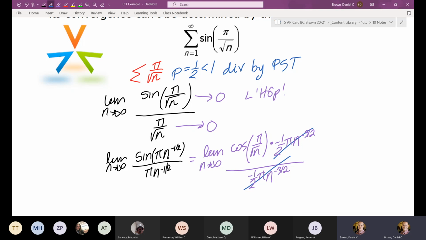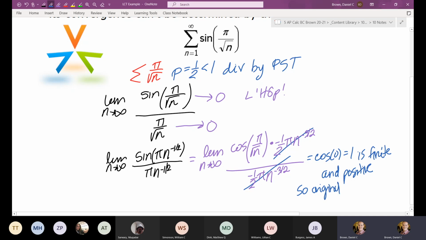So again, n is going to infinity. So what's pi over root n going to? 0. What's the cosine of 0? 1. Why is that 1 important? It is finite and positive. Since that is finite and positive, what conclusion can I make about that original series? Both series would diverge. So I could say either both series diverge, or I could say something like, so the original series diverges. How do we know? Because we did a limit comparison test.